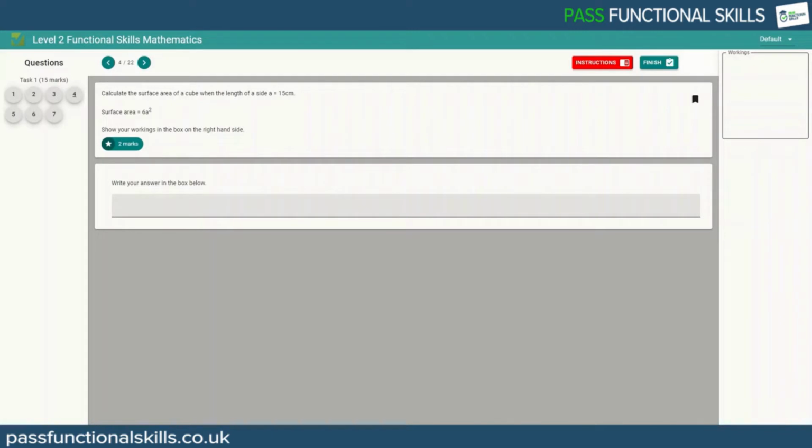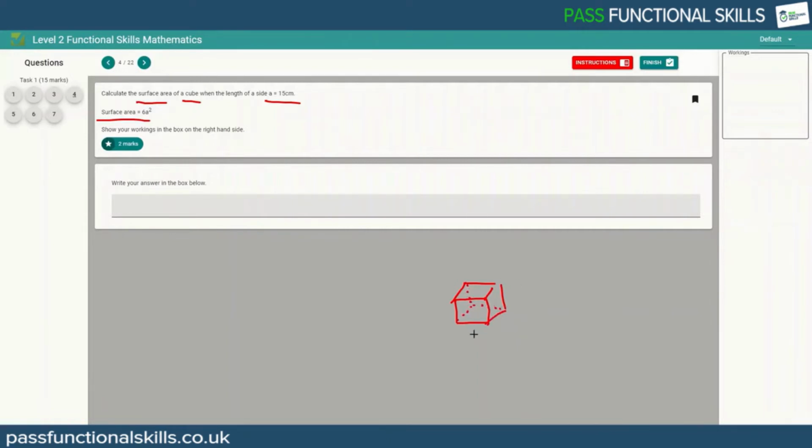Moving on to question 4 now. It asks us to calculate the surface area of a cube when the length of the sides, A, is 15 centimeters. They also give the formula for the surface area of a cube. With questions like this, it's often helpful to have a little sketch or drawing. So just a really rough drawing. The cube doesn't have to be that accurate or any good.